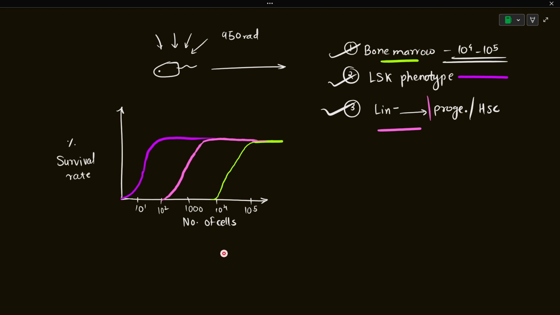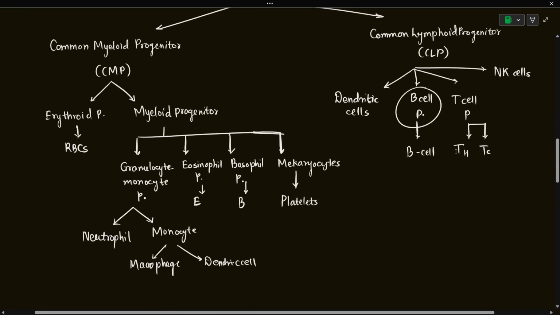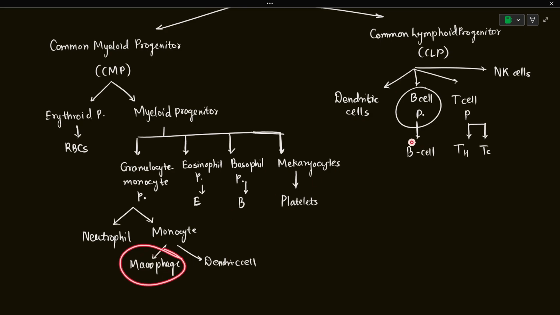In the next lecture, we will learn about those particular cells such as neutrophils, eosinophils, basophils, the monocytes which are going to form macrophages in future, the B cells, and T cells. We will learn about all of those cells one by one in detail in the next lecture.